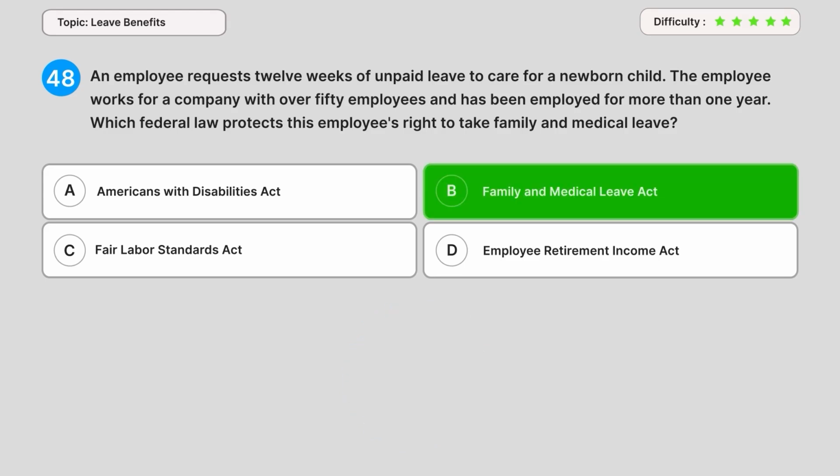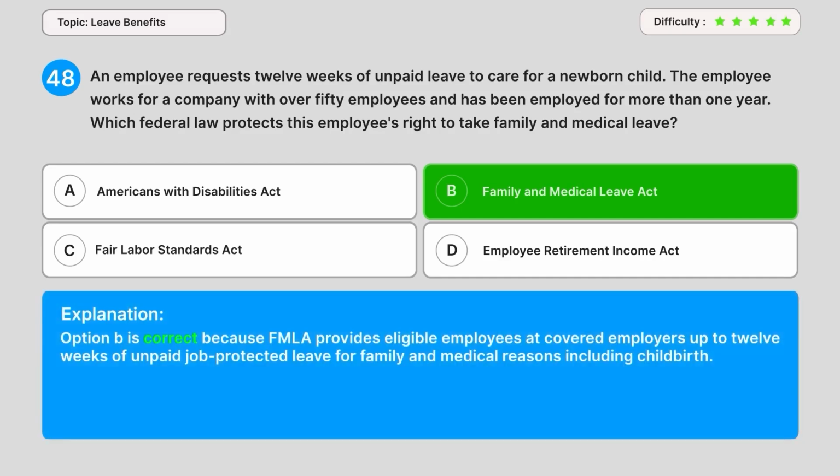Correct answer, B. Family and Medical Leave Act. Explanation. Option B is correct because FMLA provides eligible employees at covered employers up to 12 weeks of unpaid job-protected leave for family and medical reasons including childbirth.